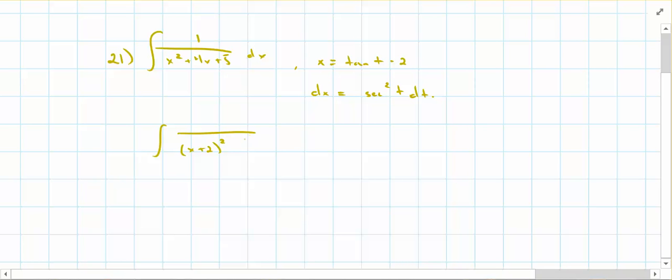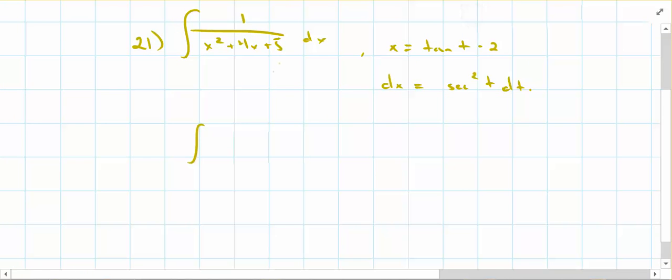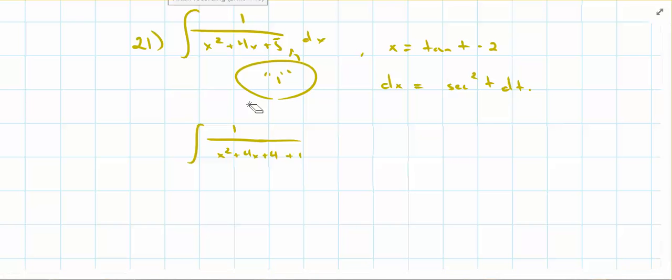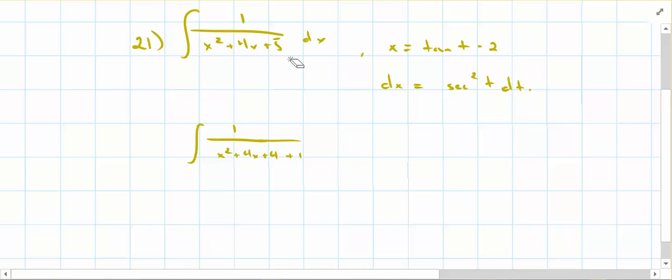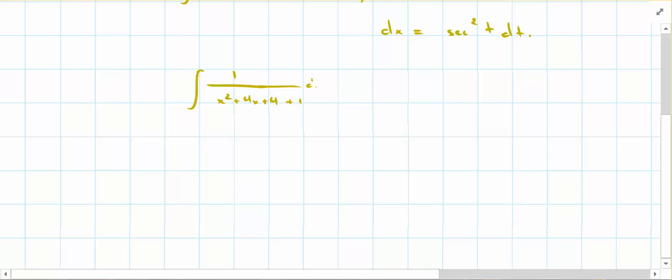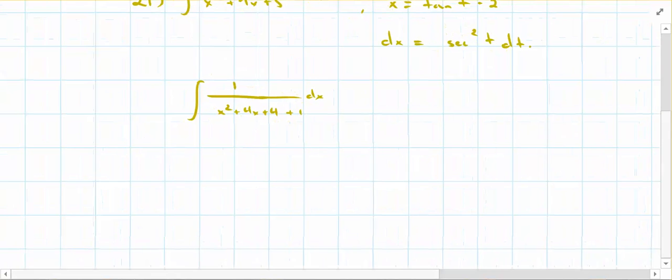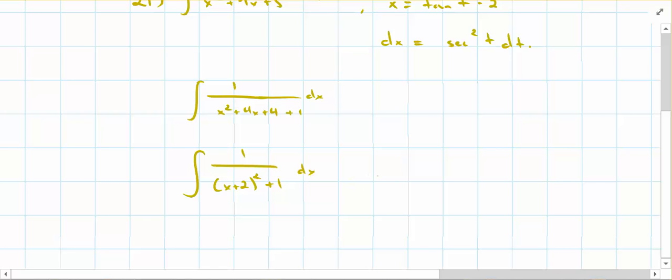However, we can complete the square by taking out a 1 figuratively from the 5 and changing it to 1 over x squared plus 4x plus 4 plus 1. As you see here, we can now actually complete the square. The integral of 1 over x plus 2 squared plus 1 dx is what it now equals.